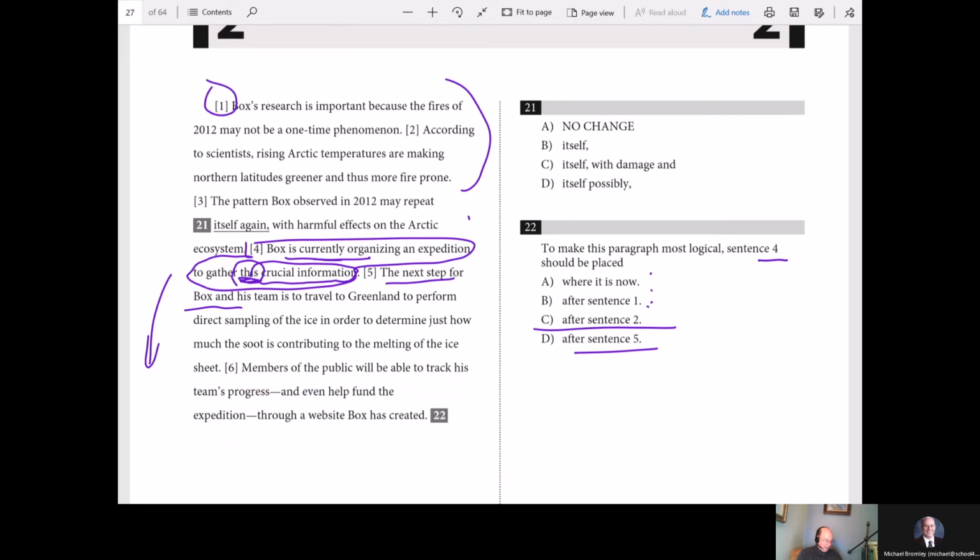The next step for Box's team is to travel to Greenland. Does that follow he's currently? It might. It could be, right? What are they going to do as the next step? To perform direct sampling of ice in order to determine just how much the soot is contributing to the melting of the ice sheet. Oh, there's my crucial information. So 4 goes after 5. So 22 needs to be D.